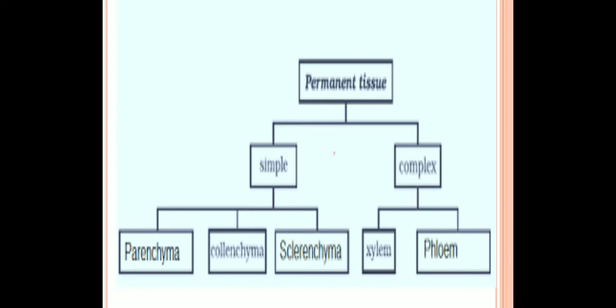On the basis of the function performed by the permanent tissues, they can be classified into two types: simple permanent tissue and complex permanent tissue. Simple permanent tissue has three types: parenchyma, collenchyma and sclerenchyma. Complex permanent tissue is divided into two: xylem and phloem. Xylem and phloem together are called the vascular bundles.